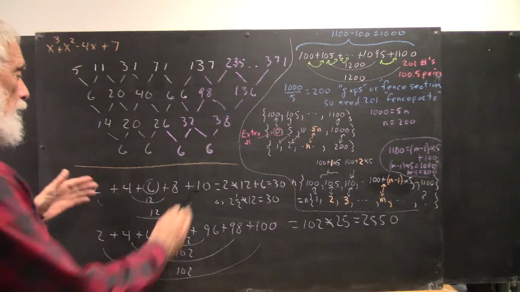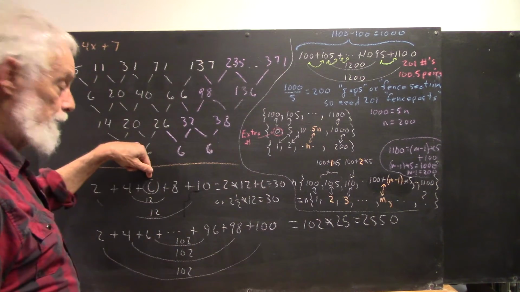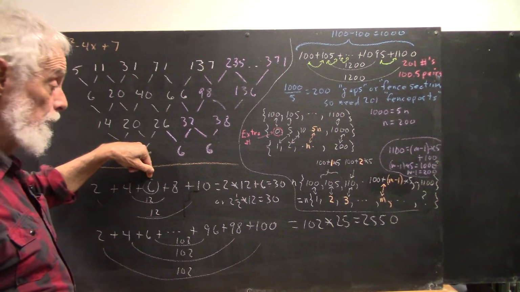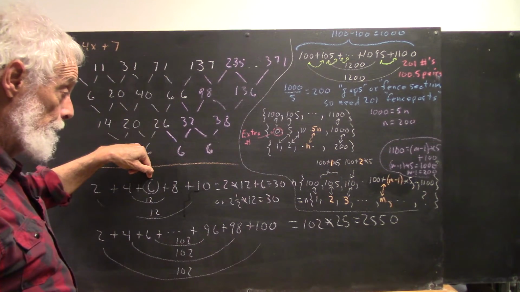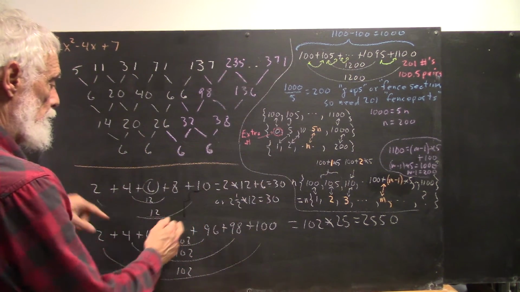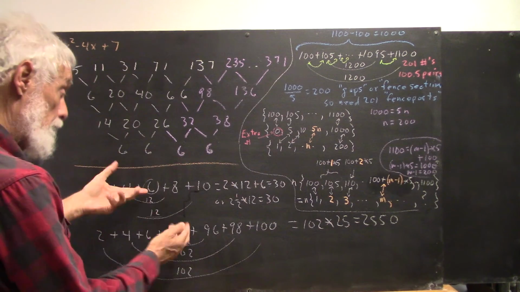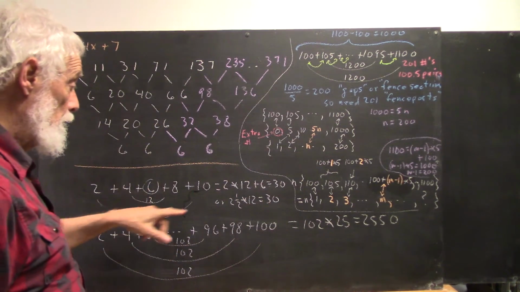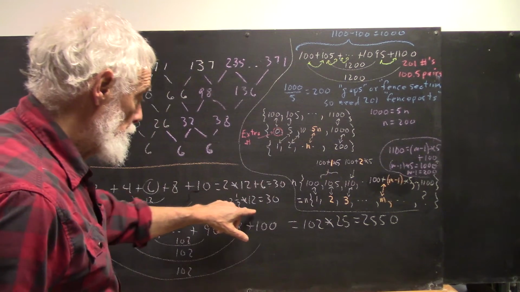Remember I said you have two pairs, and then this number left in the middle, if there's a single number left in the middle, is half a pair, because it'll be the average of these two numbers, which you get by adding the two numbers, which gives you this, and dividing by 2. So half of a 12, and 2 12s gives us 30.